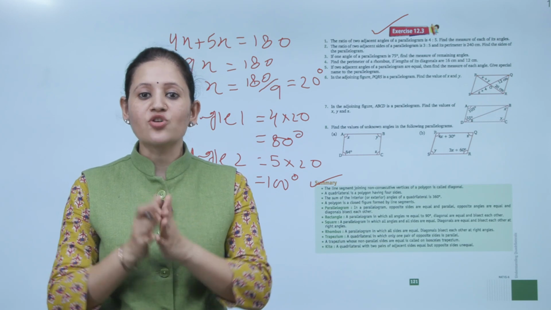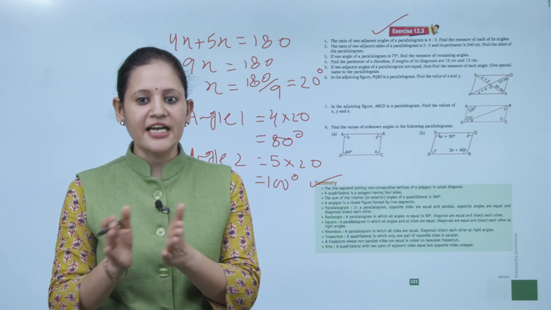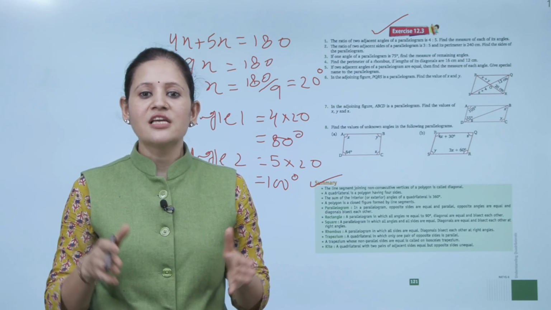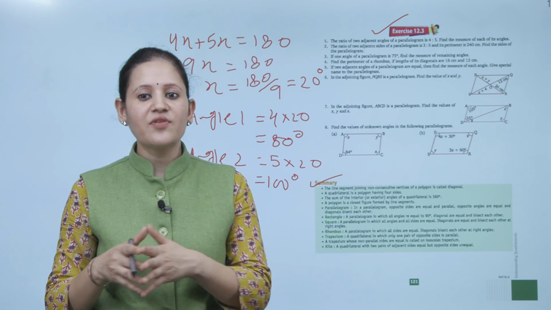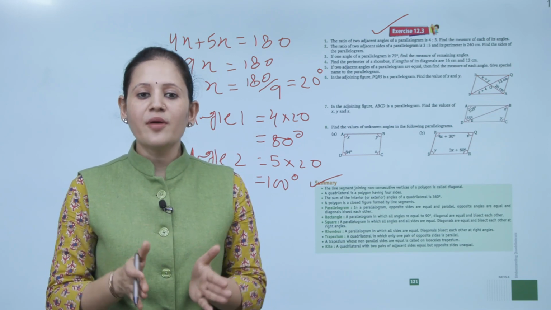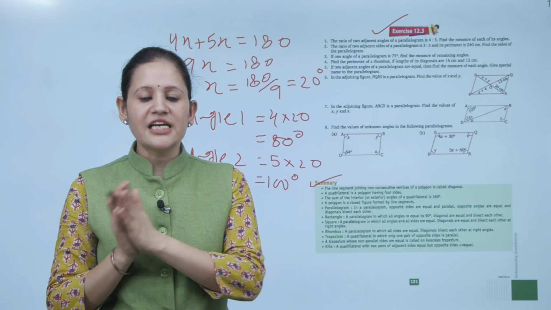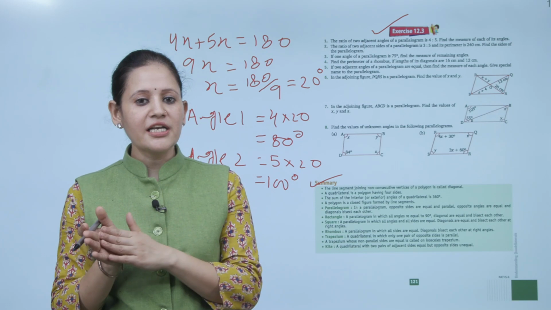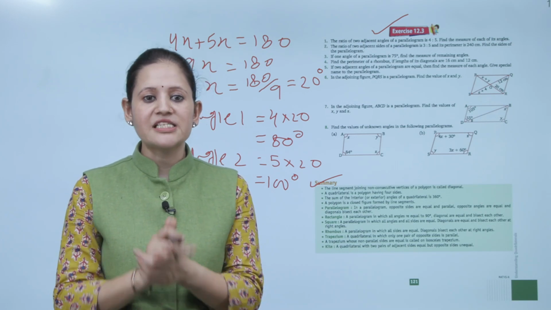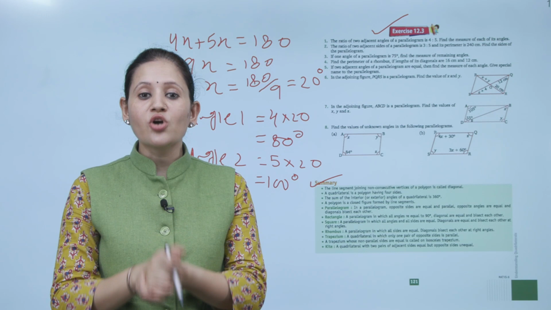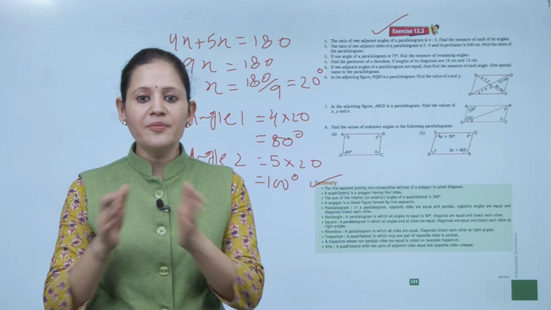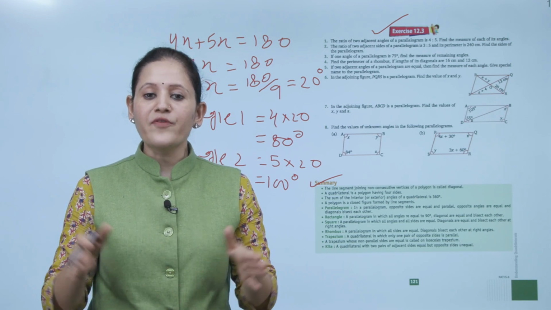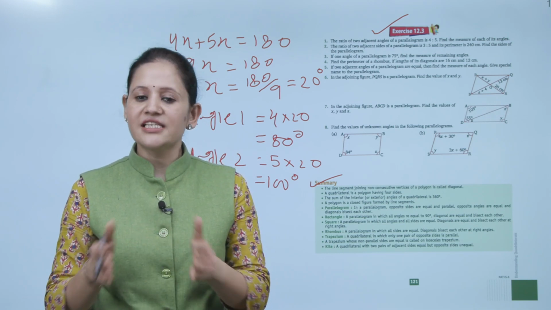Rectangle, a parallelogram in which all angles are equal, that is 90 degrees, and diagonals are equal and bisect each other. Square is a parallelogram in which all angles and all sides are equal, diagonals are equal and bisect each other at right angles. Rhombus is a parallelogram in which the sides are equal, and diagonals bisect each other at right angles. Trapezium is a quadrilateral in which only one pair of opposite sides is parallel. A trapezium whose non-parallel sides are equal is called an isosceles trapezium. Kite is a quadrilateral with two pairs of adjacent sides equal but opposite sides unequal.